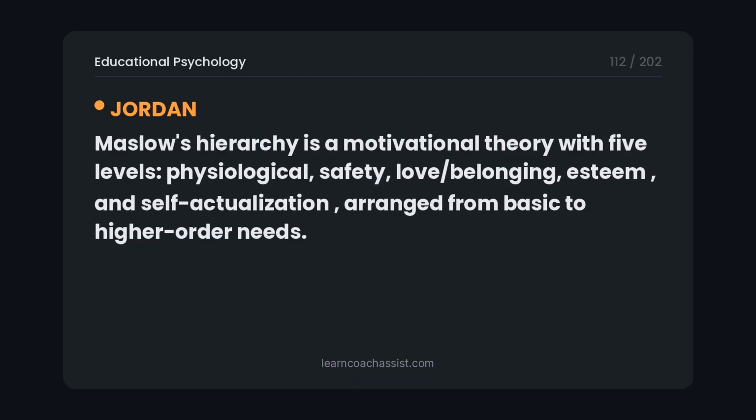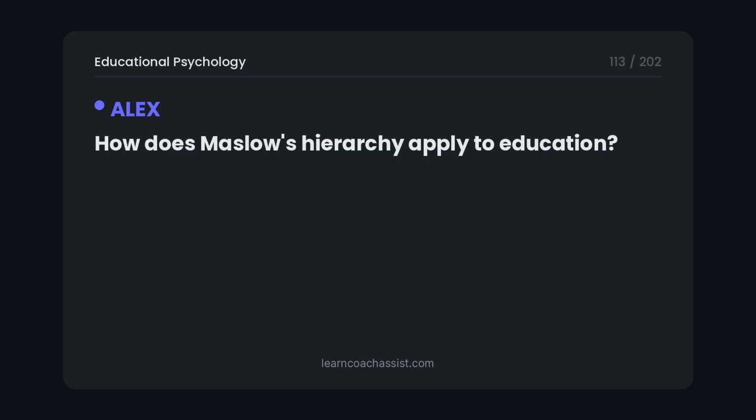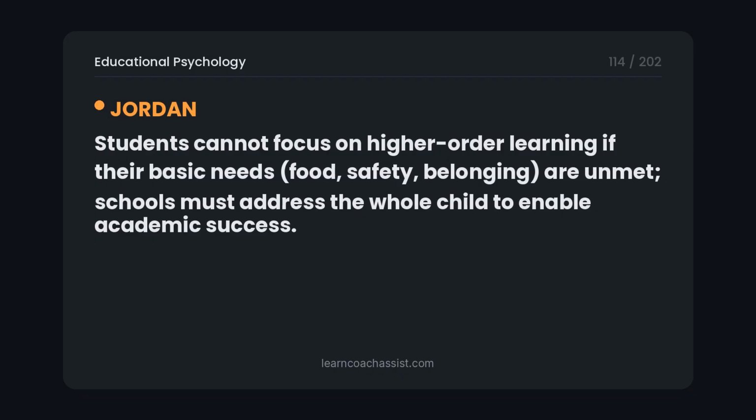Maslow's hierarchy is a motivational theory with 5 levels: physiological, safety, love/belonging, esteem, and self-actualization, arranged from basic to higher-order needs. How does Maslow's hierarchy apply to education? Students cannot focus on higher-order learning if their basic needs, food, safety, belonging, are unmet. Schools must address the whole child to enable academic success.